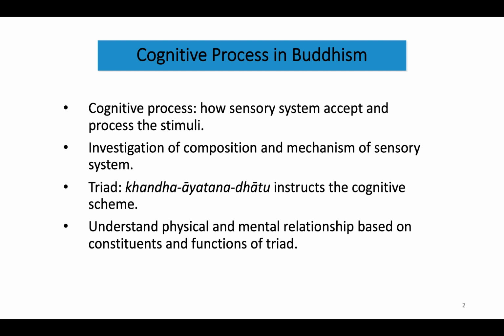Triad: Khandha, Ayatana, Dhātus are called triad. So, Khandha, Ayatana, Dhātus instruct the cognitive scheme because arising and passing away of a triad provides information of a physical and mental relationship based on composition and functions. Let's look at the characteristic of a triad, Khandha, Ayatana, and Dhātus.